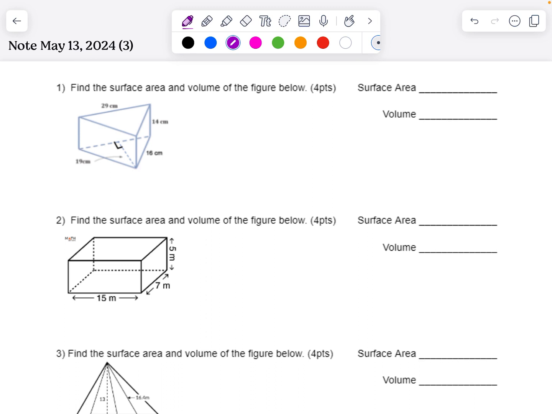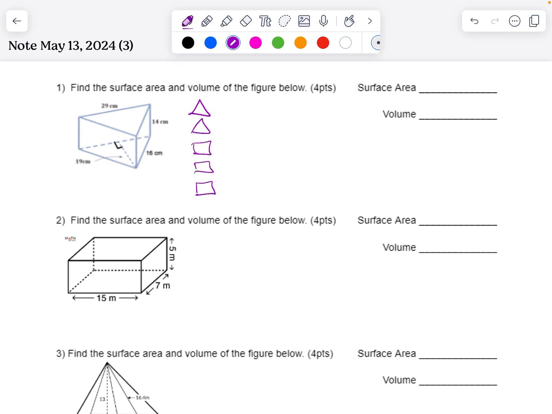We know it's a prism because it has two bases that are opposite, parallel, and congruent. They're triangles. And I know it has 5 faces. It's 2 triangles. And then it also has 3 rectangles. Let's find the area of each and add them together.